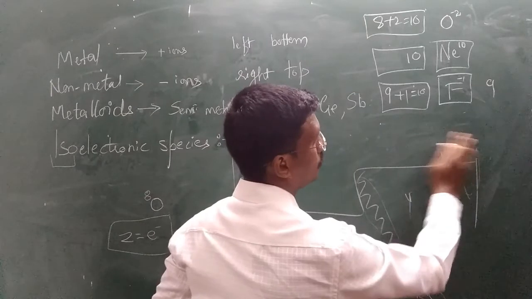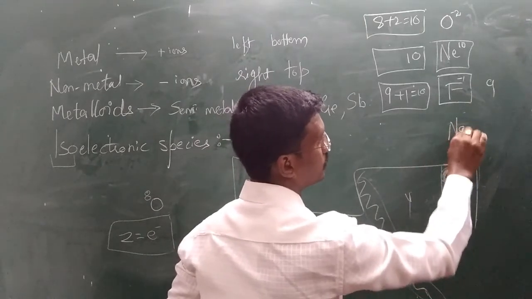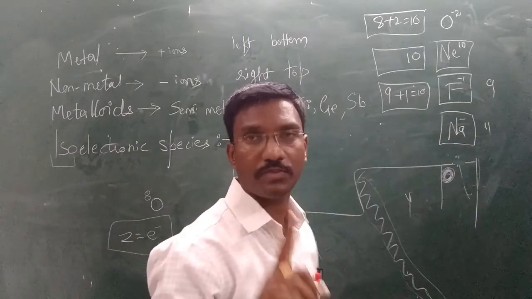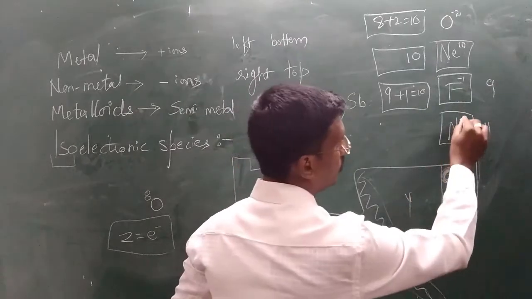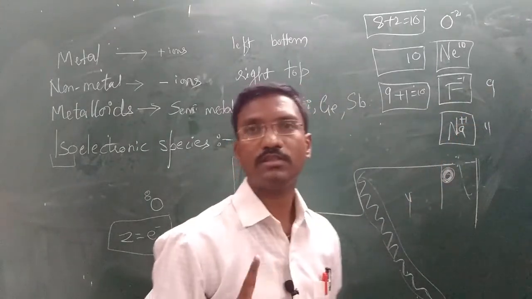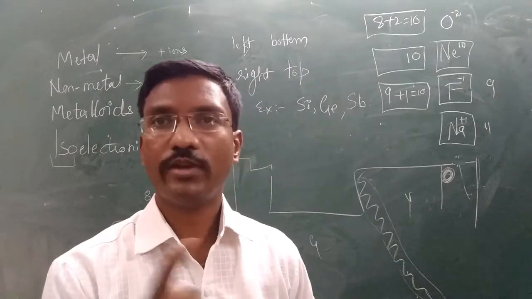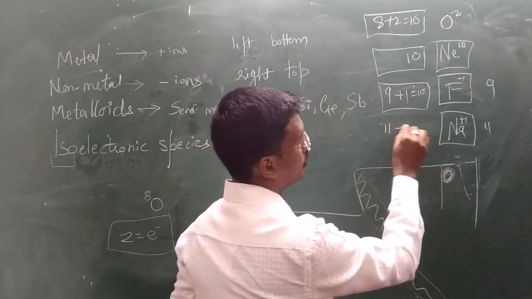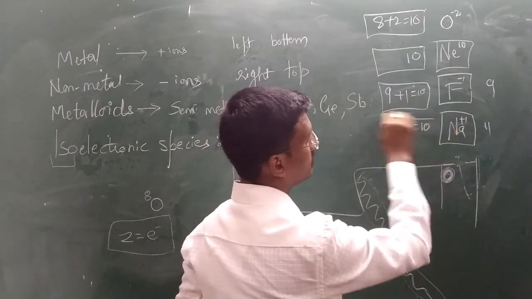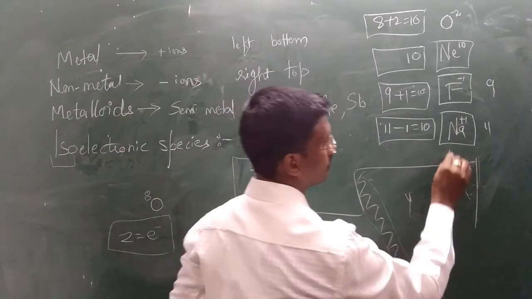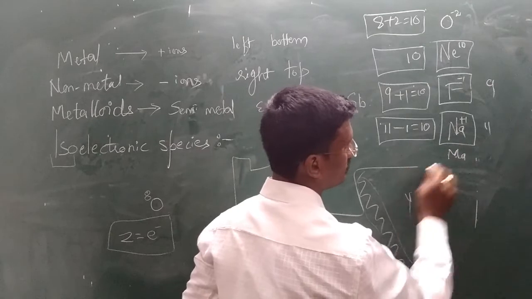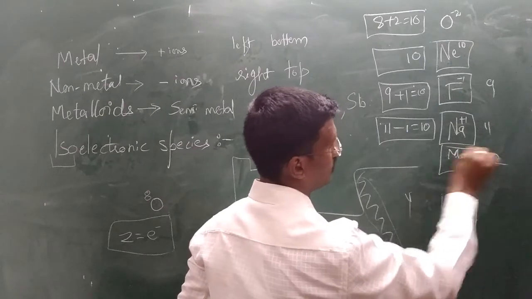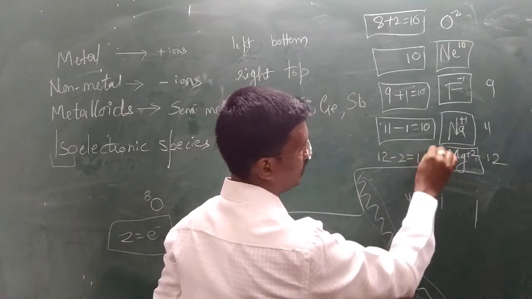Similarly, sodium. What is the atomic number of sodium? Sodium's atomic number is 11. Sodium belongs to the first group, the alkali metals. It donates 1 electron, because first group elements lose 1 electron, and second group elements donate 2 electrons. So sodium, with atomic number 11, donates 1 electron. Therefore, the total number of electrons is 10. Similarly, magnesium has atomic number 12, so it loses 2 electrons. Therefore, 12 minus 2 is 10. Are you getting my point?